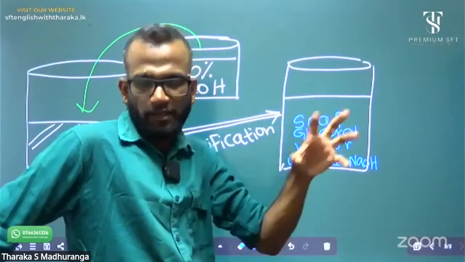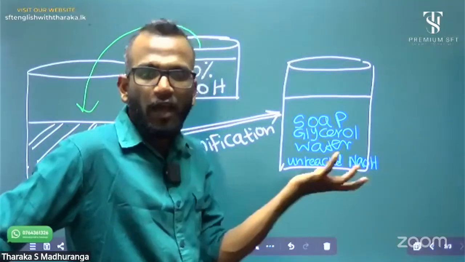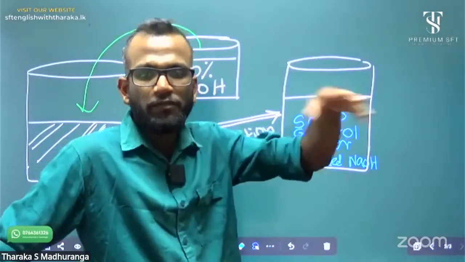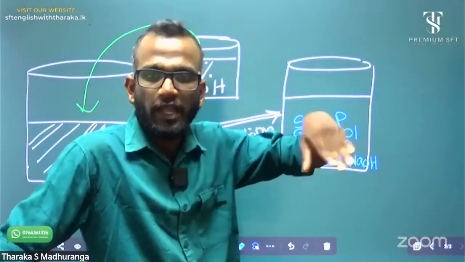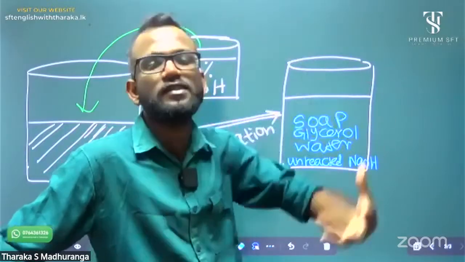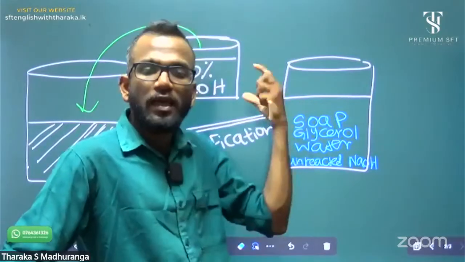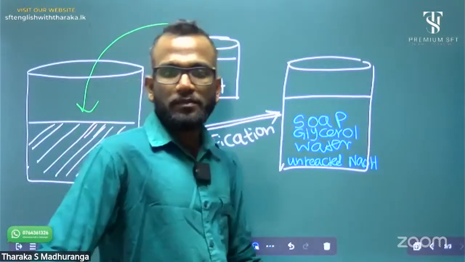Now saponification, the soap production, is completed. After mixing for approximately 15 to 17 minutes, we can feel some thickness of this solution. That means the saponification reaction is done. It's producing soap, glycerol, and it contains unreacted sodium hydroxide and water.